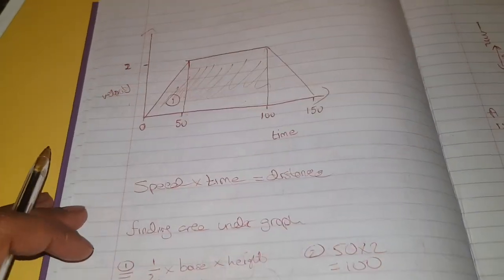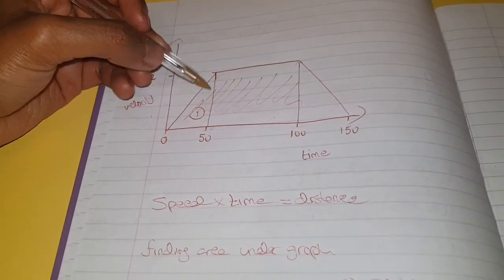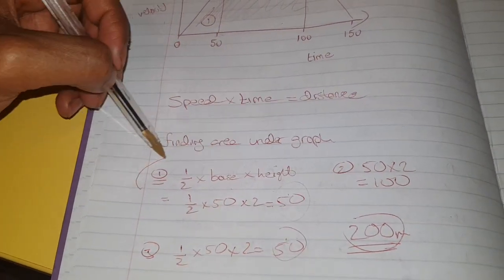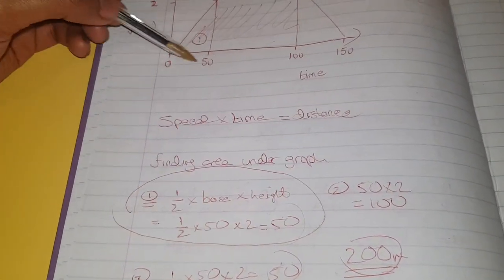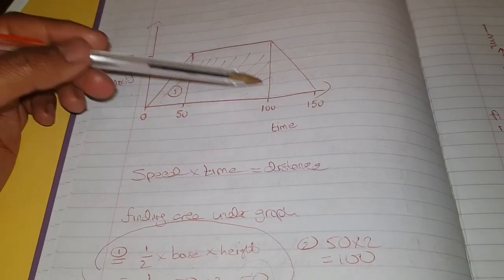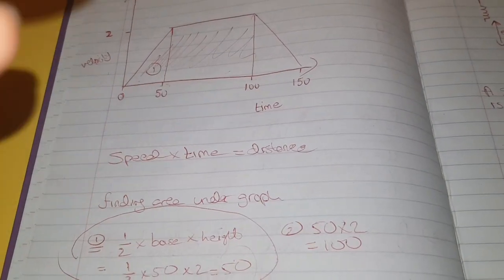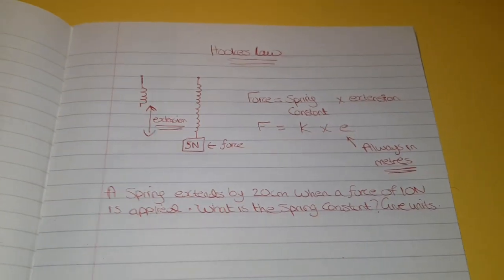They might have only asked you what's the distance traveled for the first 50 seconds, in which case you only had to do this part, which represented the first 50 seconds. What they could have said between 50 and 100, and you just do that. So it depends, really. Anyhow, moving on.